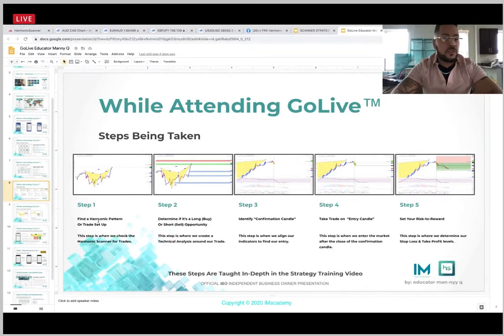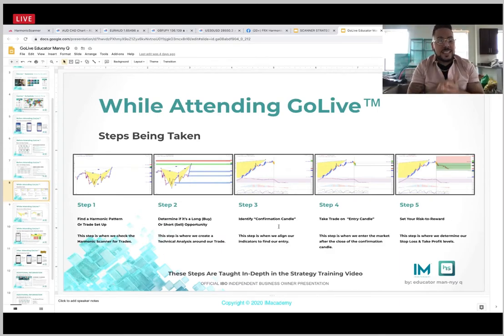Remember, step 1 is we're finding a harmonic pattern. Step 2 is we're determining if it's a buy or sell. We're using technical analysis, so we're putting some support, some resistance. We're looking for market direction, right? Very easy stuff that you could do without the scanner. Step 3 is you want to identify the confirmation candle.